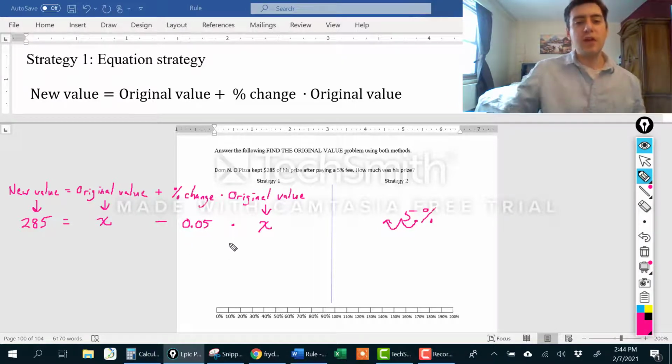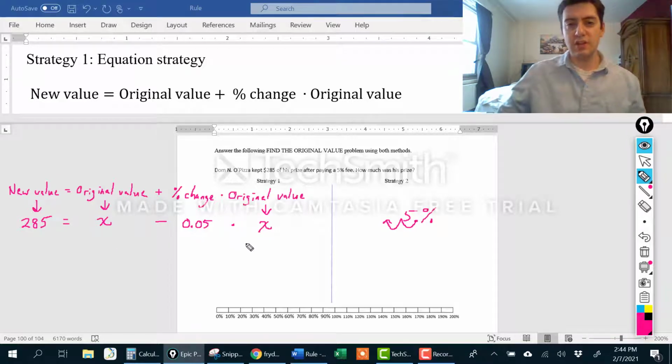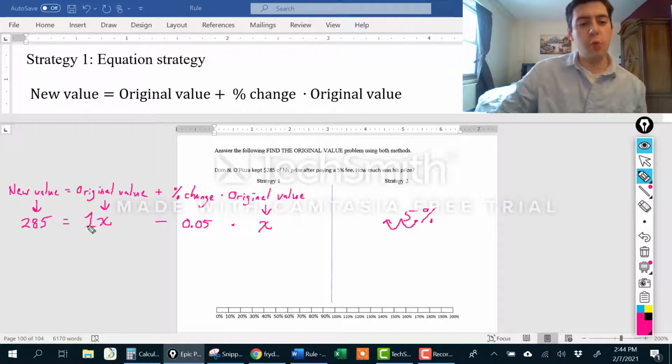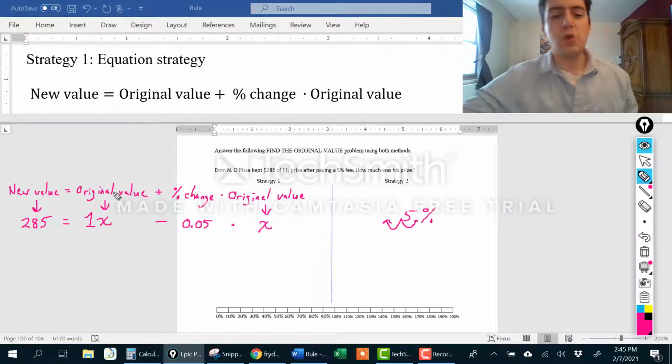Okay? So now we have to solve this equation for x, and I know that this looks a little bit tricky because there are two x's here, but here's how to solve that. Remember that x is the same as 1x, so then we just have to do 1x minus 0.05x, because 0.05 times x is just 0.05x, right? So what is 1 minus 0.05? You'd be surprised how many different answers I get. So let me just show you.